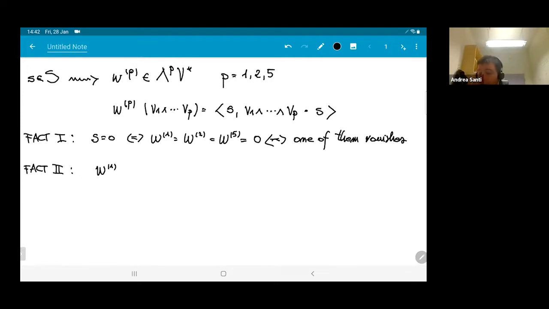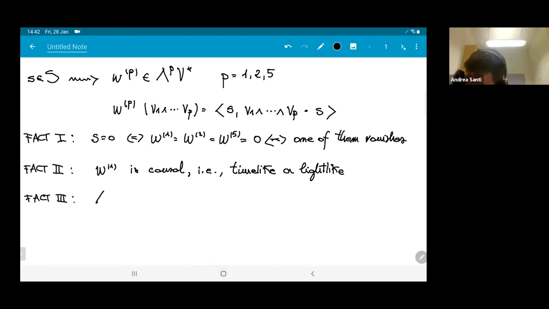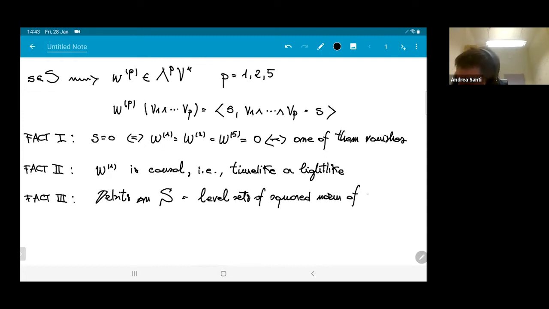Okay, so second fact. The Dirac current, or which is the same, its dual, which is omega 1, is causal. So you can show that it's either time-like or light-like. And what was proven by Gross, Ferrell, and Bryant essentially at the same time is that the orbits on S are the level sets of the squared norm of omega 1. So if it is time-like, you have a 31-dimensional orbit, if it is light-like, it's 25.